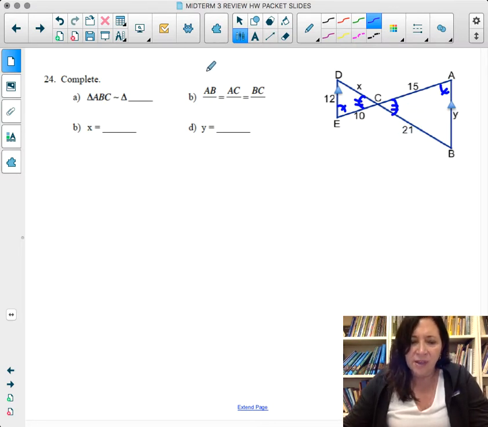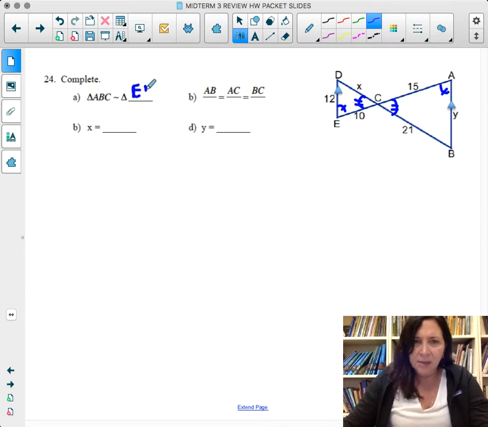So ABC is similar to, you're going to say EDC. So this is EDC. You've got to be very careful the way you say these. Then you know that AB is to ED, and you want to say it that way, as AC is to EC, as BC, where's BC? Here it is. BC is to DC.